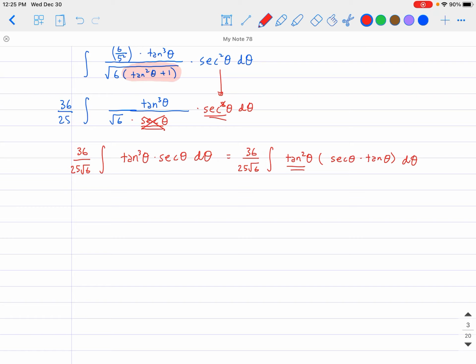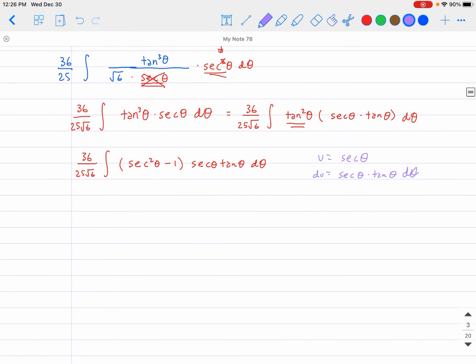So 36 divided by 25 times the root 6, and then the integral of secant squared minus 1, and then we also have secant of theta times the tangent of theta. And if you recall correctly, my u substitution in this case is going to be equal to secant of theta, because du is equal to secant theta tangent theta. That's the reason why I wrote it in that form from earlier.